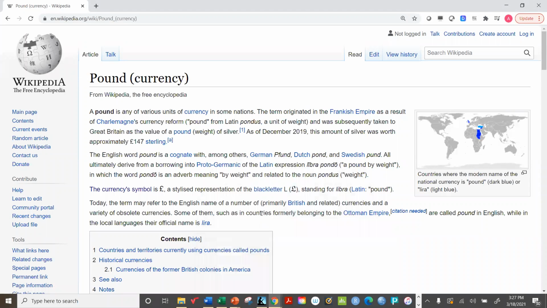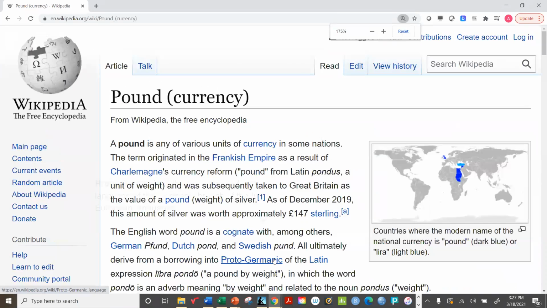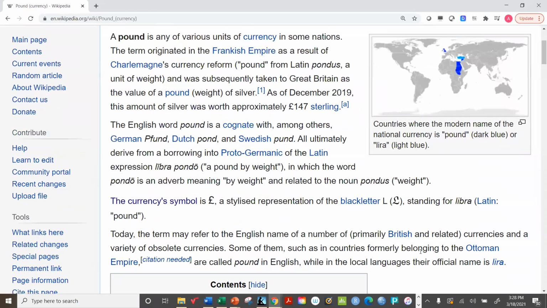Oh, and by the way, here's another interesting fun fact. Because the pound was based on a specific weight of silver, this symbol was taken from, apparently, the Latin word libra, which it says here means pounds, but I think it actually means the scales. Like the astrological signs, Libra is the scales.